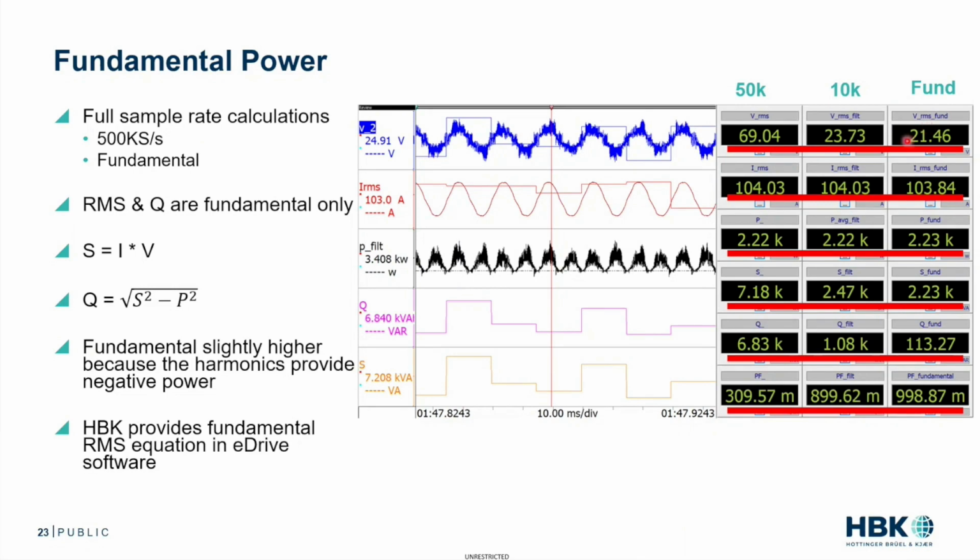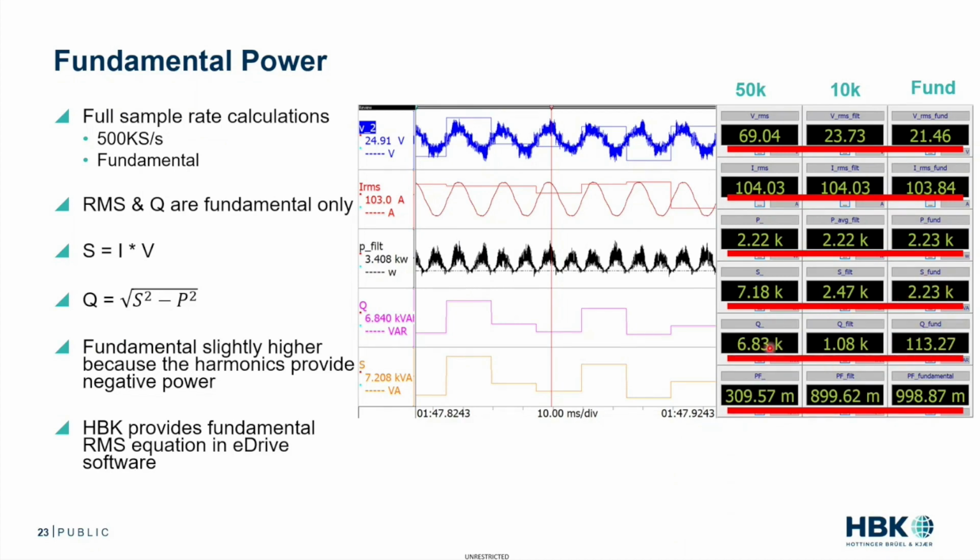Call it a baseline. IRMS, now we get a difference: 104.03, 104.03, 103.84. We've eliminated the switching, but now we're eliminating, again, those fundamental-based harmonics. So those rotational-based harmonics now. Power, there must be a little bit of 5th or something, because P fundamental is, again, a little bit higher than P average and P filtered. Apparent power, and now reactive power is the big one.